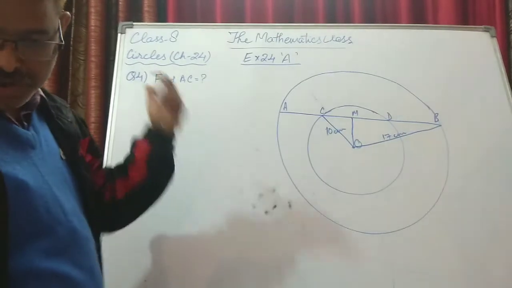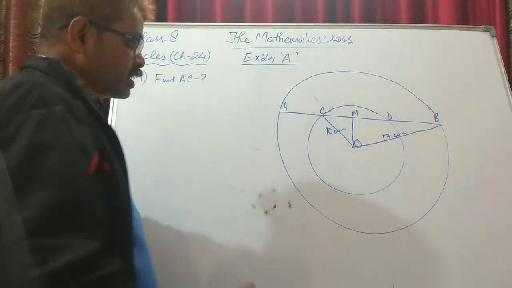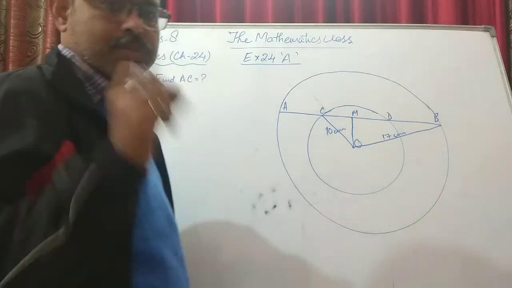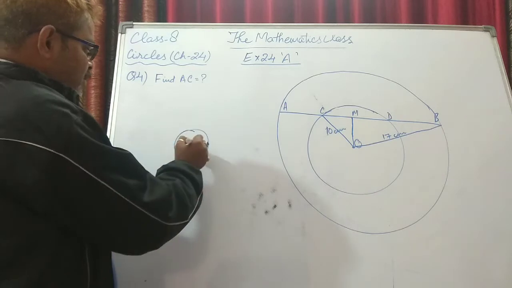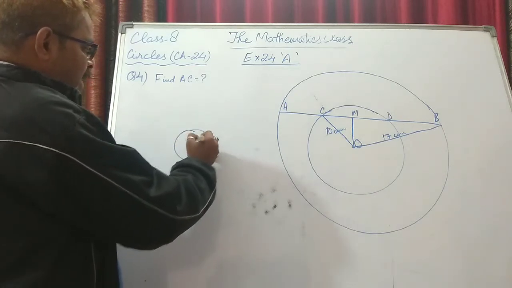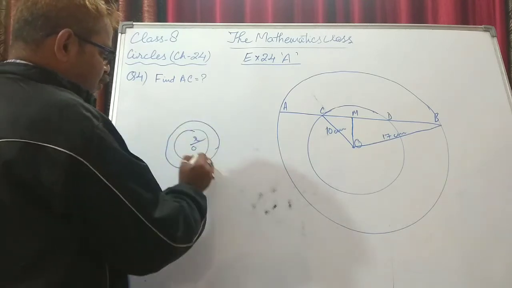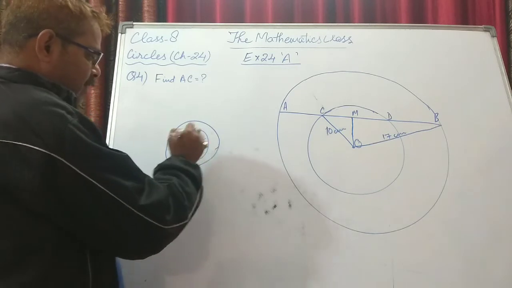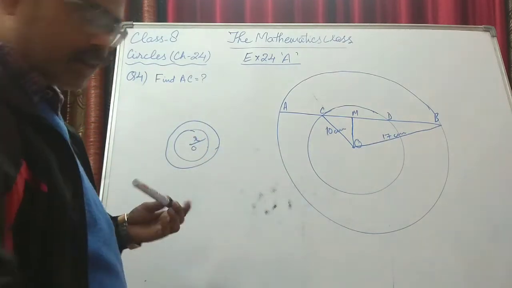I am taking as question number 4. They say circles are concentric. Now concentric circles means two circles which have the same center. Suppose I draw one circle with center O and with this, suppose I say radius is small r and I take some other radius as capital R and draw one more circle. So these two circles having the same center are known as concentric circles.